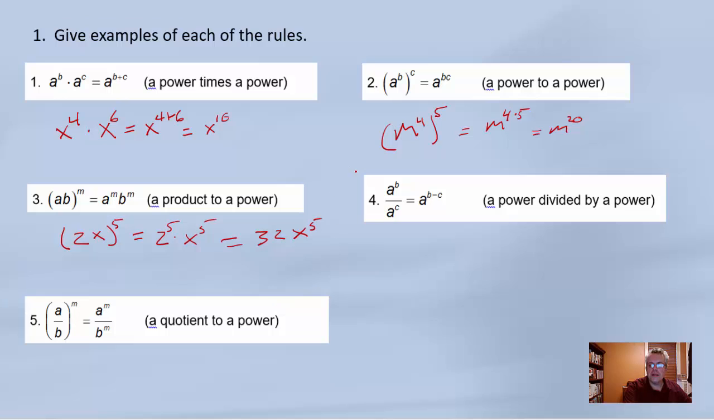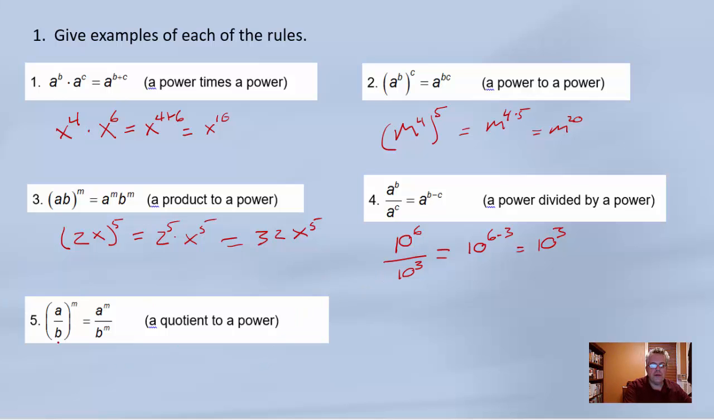Rule number 4, this has to do with dividing powers. So for instance, if I had 10 to the 6th power divided by 10 to the 3rd power, that would equal 10 to the 6 minus 3, which is 10 to the 3rd. So when we divide powers, we subtract exponents.